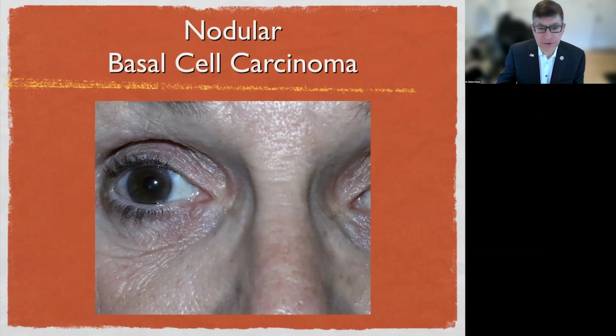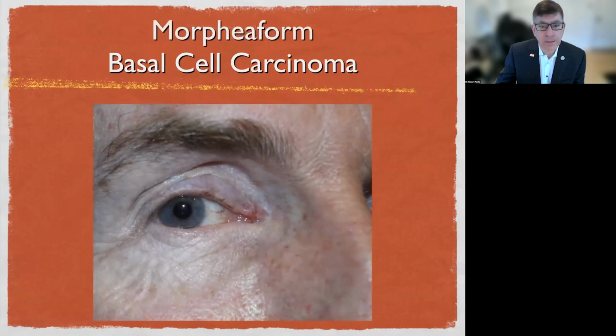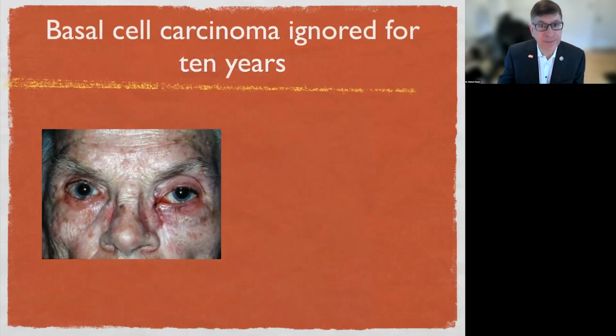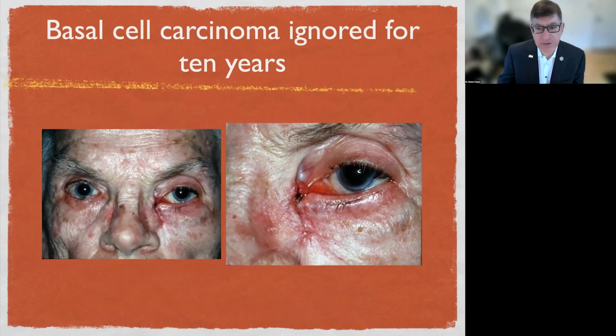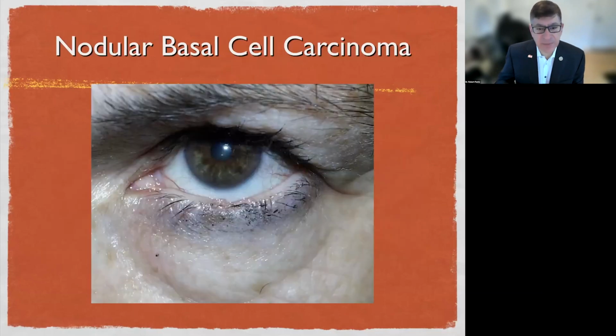Here's an example of a nodular basal cell carcinoma. Example of morphiform basal cell carcinoma. You can see this sort of rat-eaten or moth-eaten area of ulceration involving a larger area. Here's a basal cell carcinoma that was ignored for years. You can see the destruction to the medial canthus and upper and lower eyelids and the side of the nose.